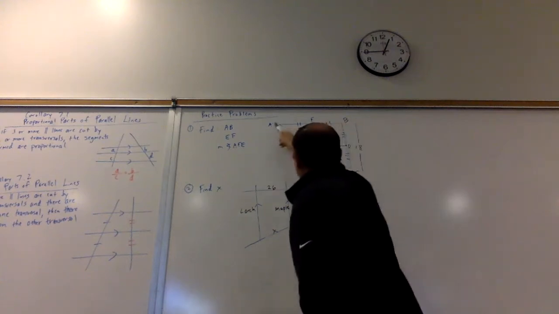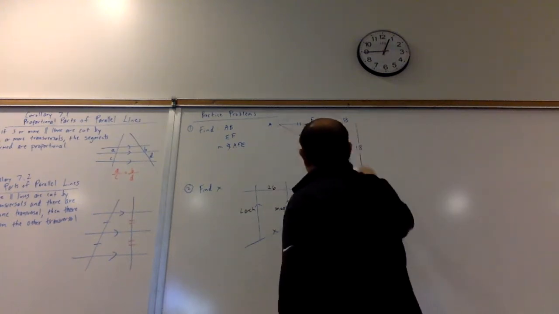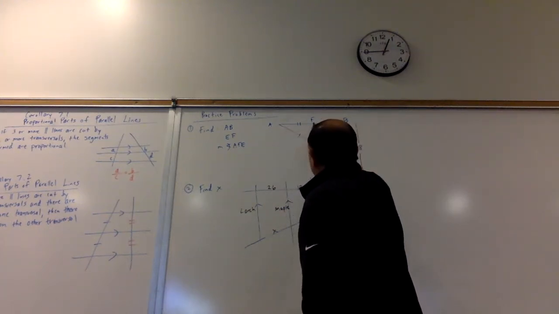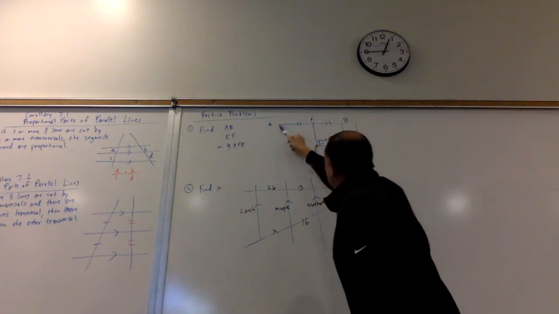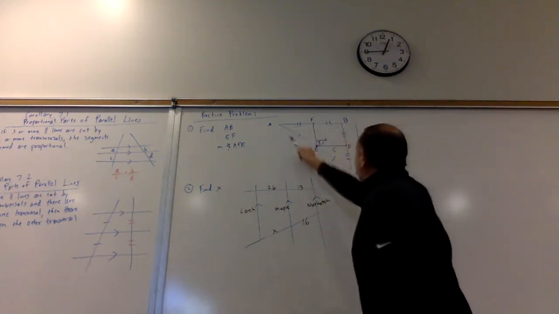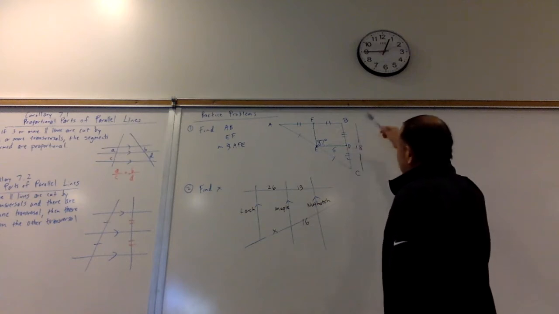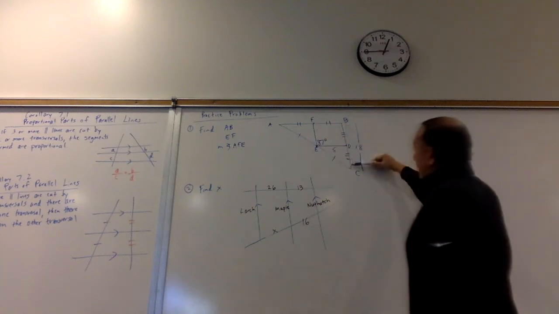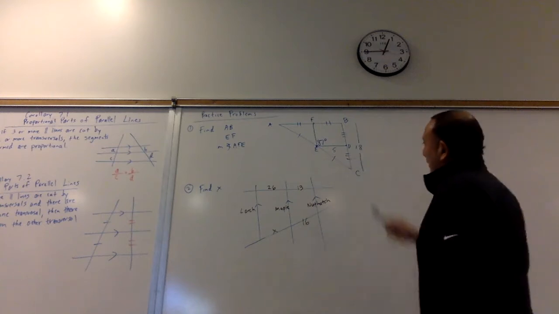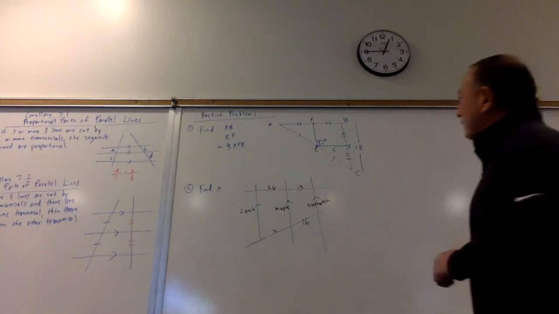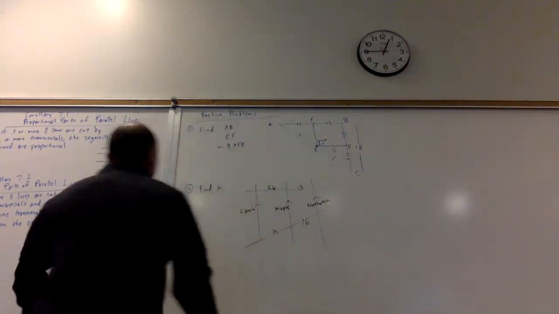We're talking about the big triangle, triangle ABC. EF is a mid-segment because it's connecting the midpoints of AB and AC, and ED is a mid-segment because it's also connecting the midpoints of AC and BC. Okay, so now we're asked to find AB, EF, and angle AFE.